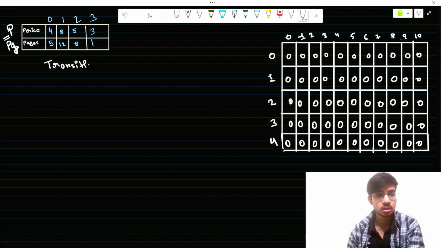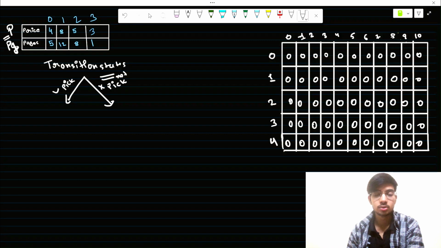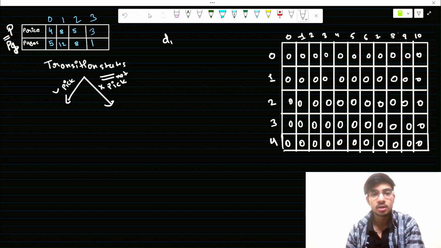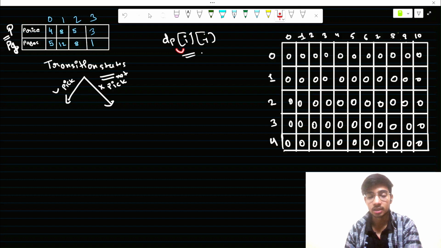Transition states. You have two choices, right? That you can pick or you cannot pick. So let's first define what dp[i][j] represents. dp[i][j] represents, up till index i with the atmos price of j, what are the maximum number of pages that you can have?